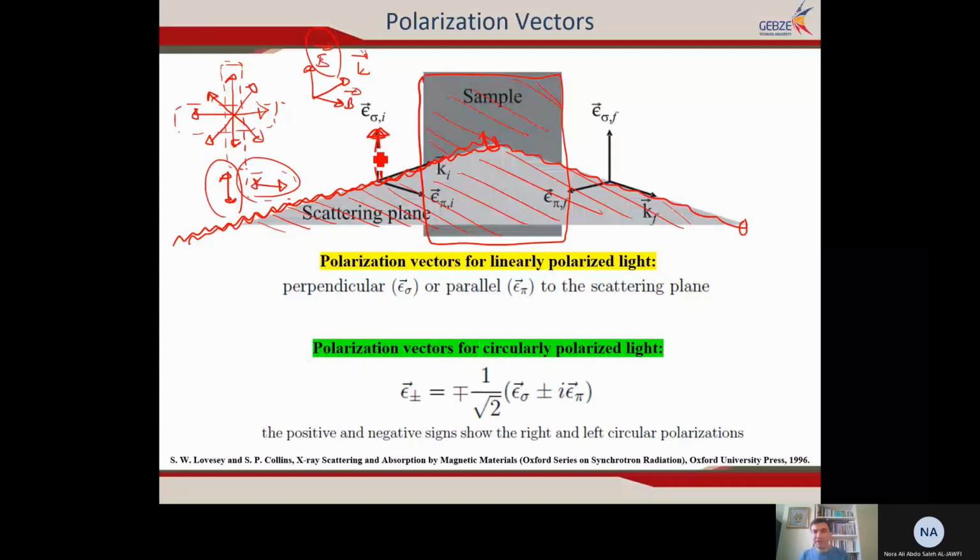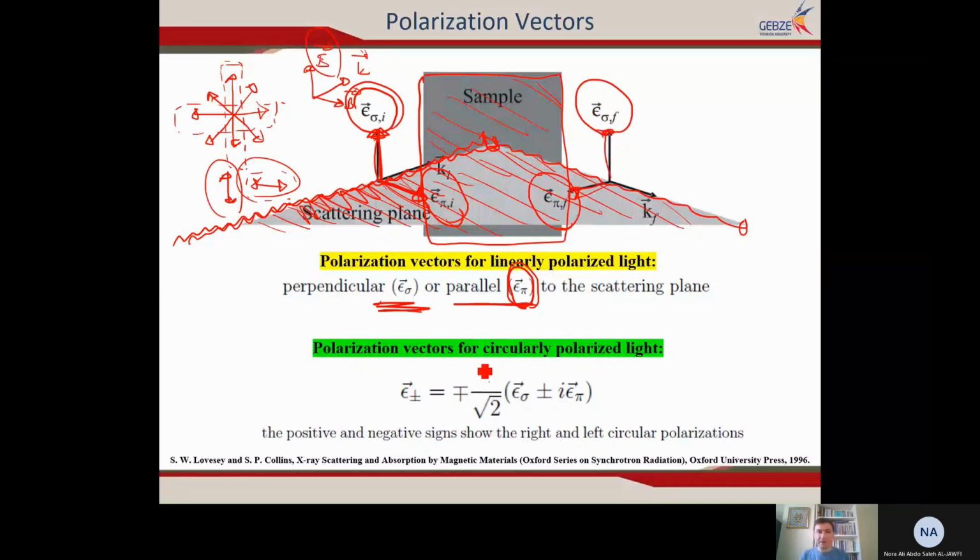And here, what do you see? This is the reflected or final photon. Here we have E sigma final. Here we have E pi final. This is parallel to the scattering plane. This is perpendicular to the scattering plane.